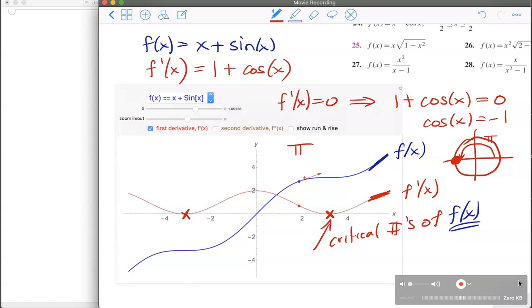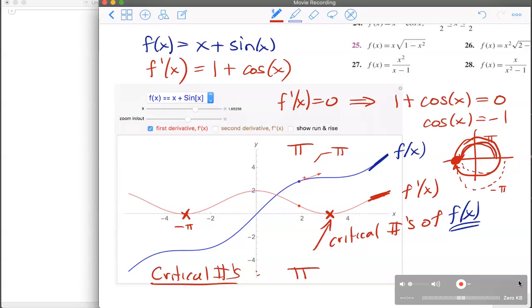But cosine of -pi, you can see -pi over here. You can go around the opposite way. -pi is also an answer. So one answer that I like for this problem is that the critical numbers of this function are pi.